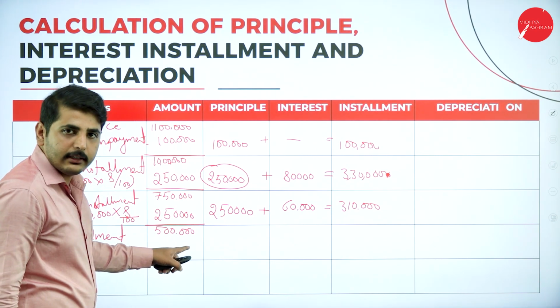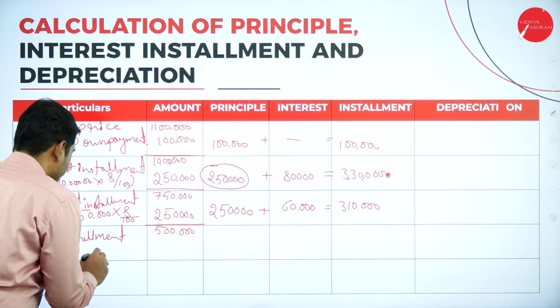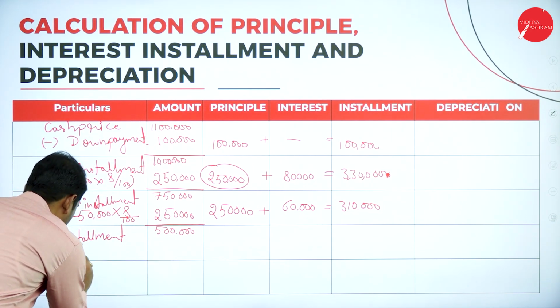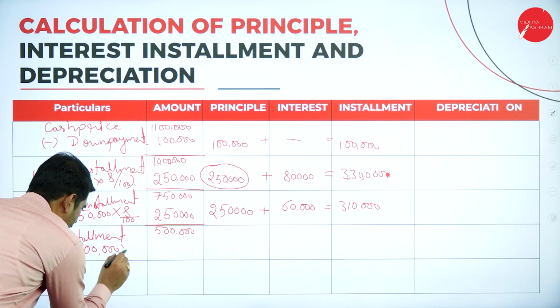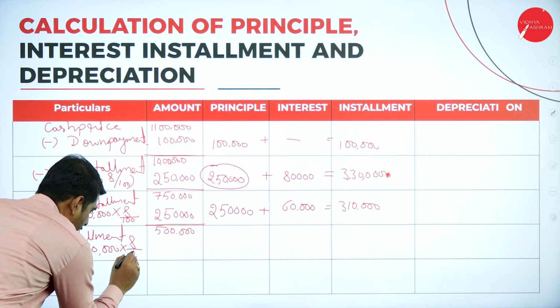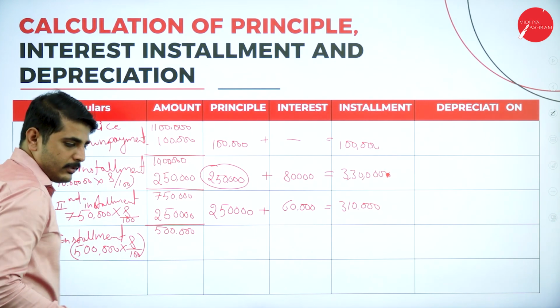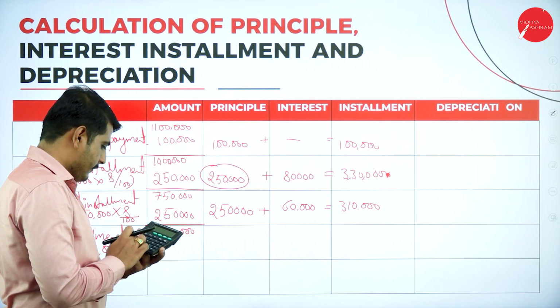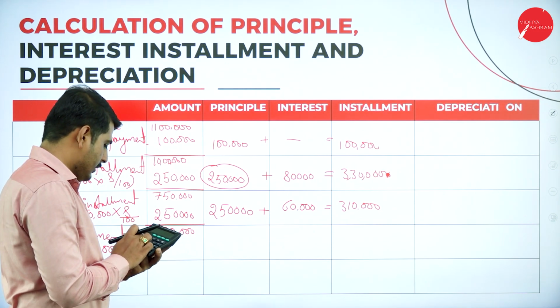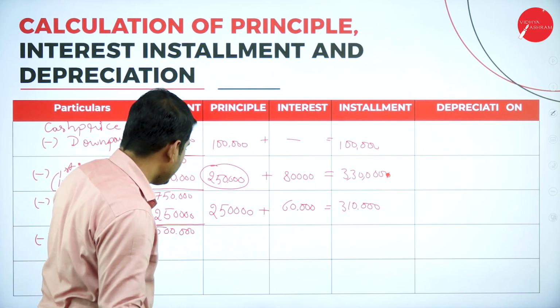So we have to calculate the interest. What is the rate of interest? So the amount payable, due, is 5 lakh. 5 lakh into 8 by 100. So what is the amount? Maybe it is 40,000. Let's check. 5 lakh into 8% is 40,000.